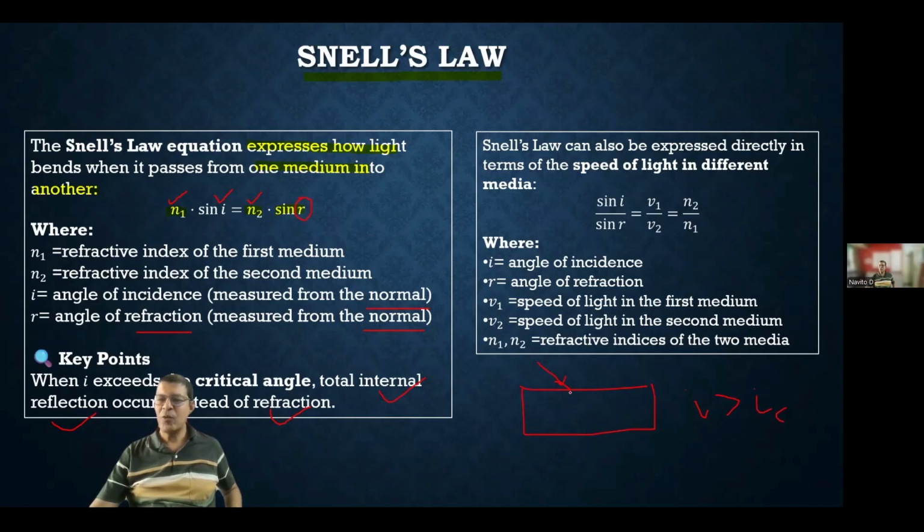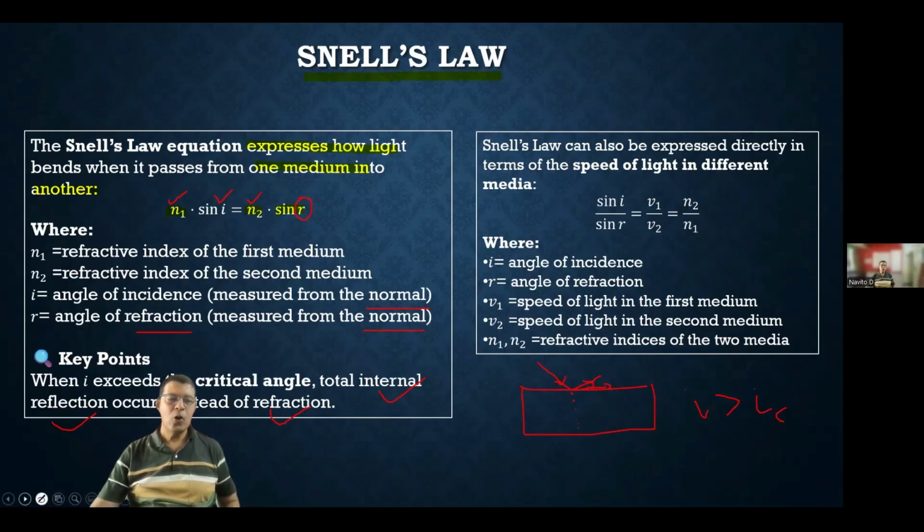The ray of light will not bend. Initially, when the angle is equal to the critical angle, it will graze. Then after that, it will reflect back. This is about the critical angle.